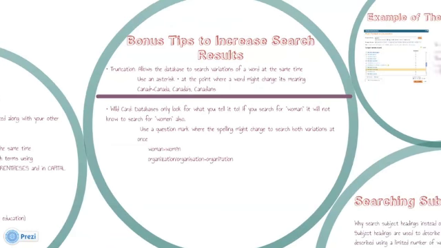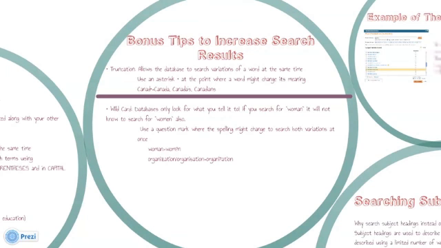Here we have some bonus tips to increase your search results. Truncation. This is probably one of my favorite tools to make sure that you're getting as many results as you can. This is especially useful when you're still browsing your possibilities and your options. Truncation will allow the database to search variations of a word at the same time. In most databases, you will use an asterisk at the point where a word might change its meaning.